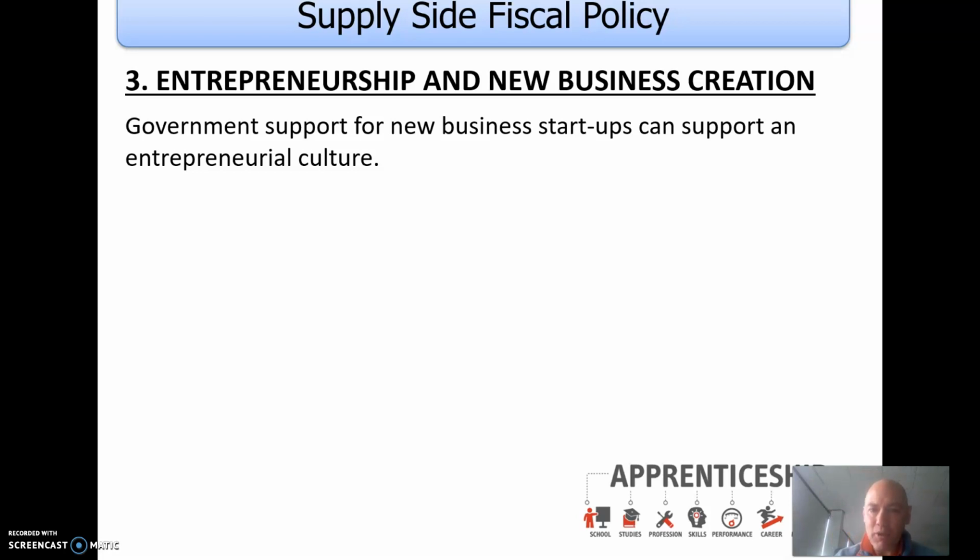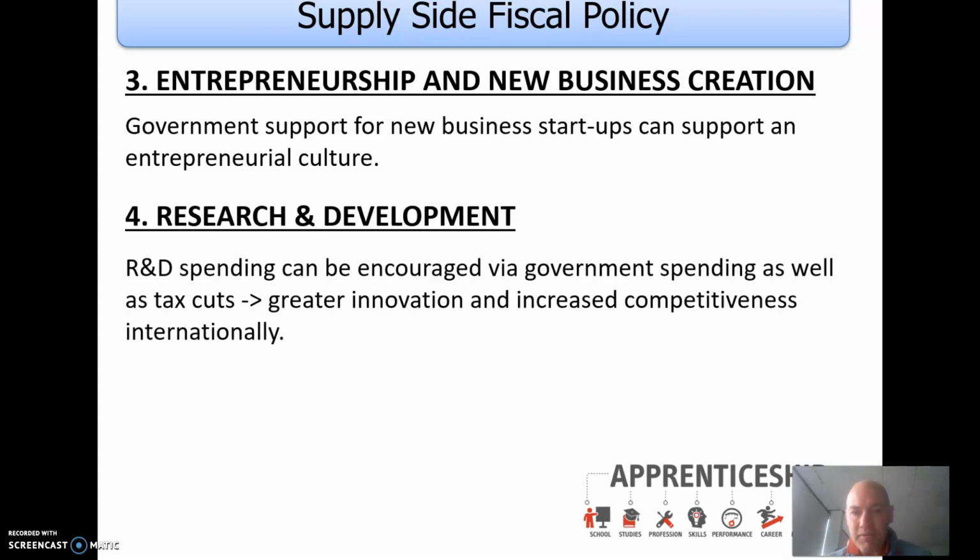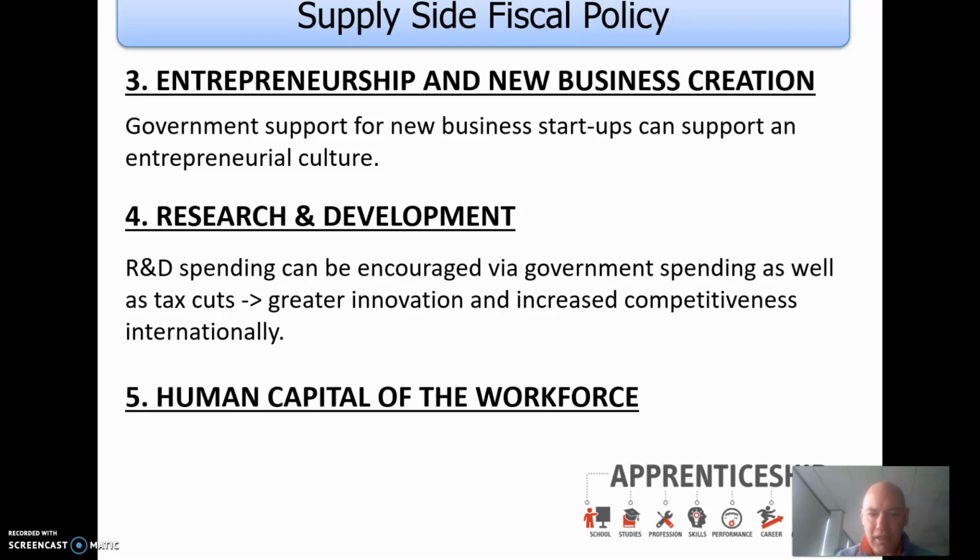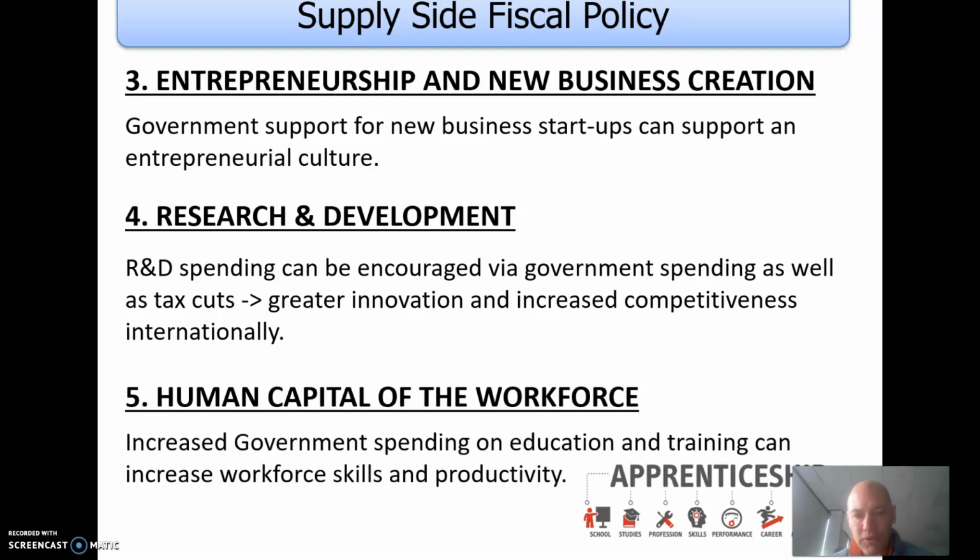Okay. Other key things in terms of entrepreneurship and new business creation. Government can support business startups, can support an entrepreneurial culture, and that might be through startup grants or cuts in taxes. In terms of research and development, again, this can be encouraged via tax cuts, which is going to lead to greater innovation and increased competitiveness internationally. And you can also do this through increased education or training spending, such as apprenticeship, all of which will increase the workforce skills and productivity.